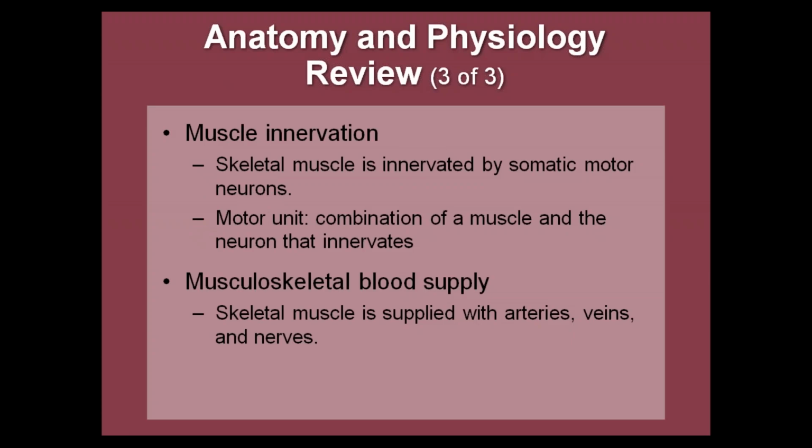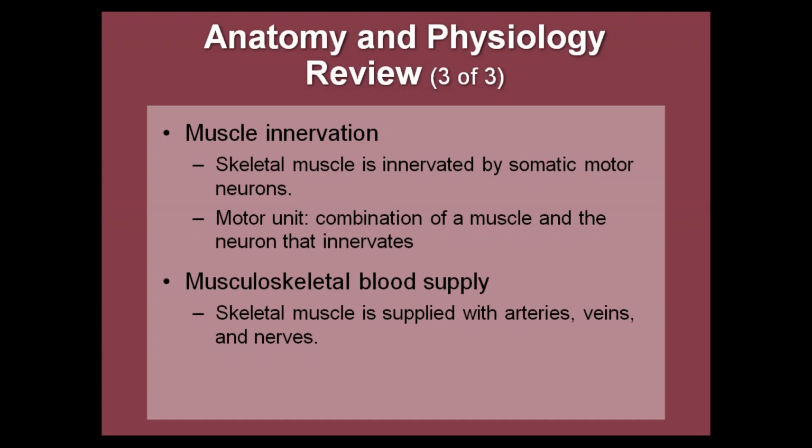Muscle innervation. Skeletal muscle is innervated by somatic motor neurons. The motor unit is a combination of muscle and the neuron that innervates it. Recruitment, another term I believe, is to generate a more forceful contraction. More neurons need to signal more muscle cells to contract.